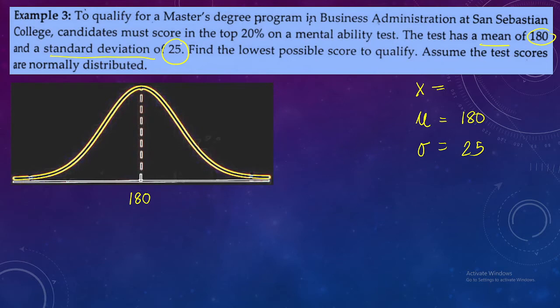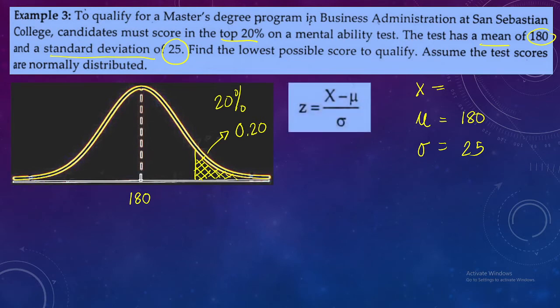Find the lowest possible score to qualify. Assume the test scores are normally distributed. As you can see, it should be the top 20%. When I say top 20%, if this is 100%, where is the top 20% located? This is 50%. It should be over here. This is the top 20%, and this 20% is simply the area of this part here. So we now have our probability. The problem is, what is the value of the z for this area?